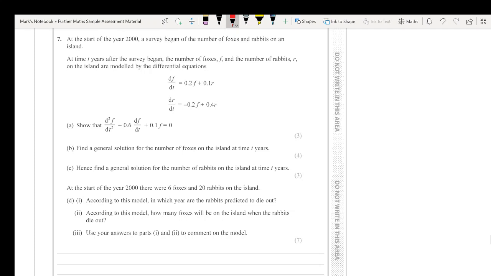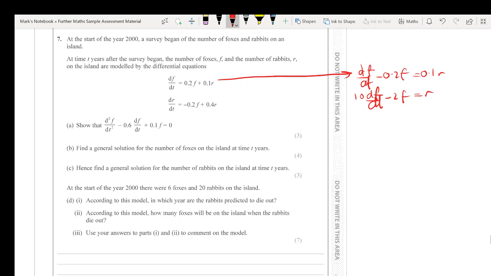So we're going to rearrange one of these and get R as the subject. The only one we can do that with is the top one, because if we rearrange this to get R as the subject, we've still got an R term. So let's rearrange number 1 and get R as the subject. So df dt minus 0.2f equals 0.1r. So times by 10: 10 df dt minus 2f equals r.